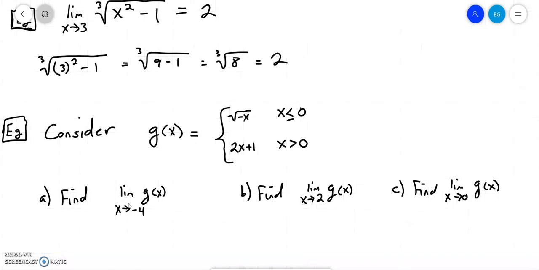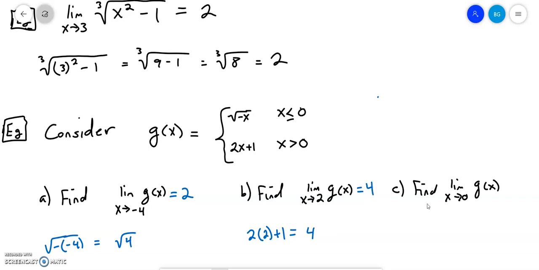So if I want to evaluate the limit as x goes to -4, I'm going to use that top rule, right? -4 is less than 0. So I'm just going to plug this in. I'll just do some scratch work down here. I'll have the square root of -(-4), and so, of course, that's just going to be the square root of 4, so 2. All right, I could plug it in, no problem. What about this one? So 2. 2 is bigger than 0, so I'm going to be using this rule here. So it's just going to be 2 times 2 plus 1. So far, plugging things in has worked out swimmingly.